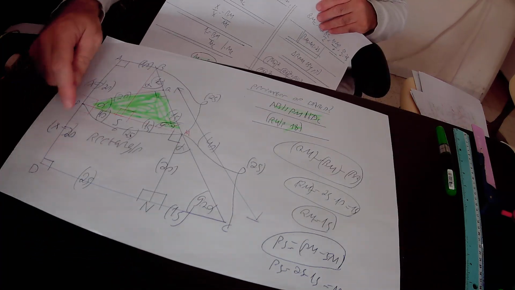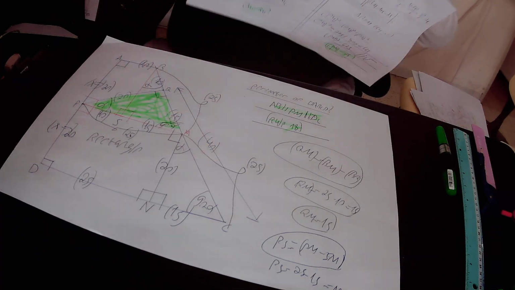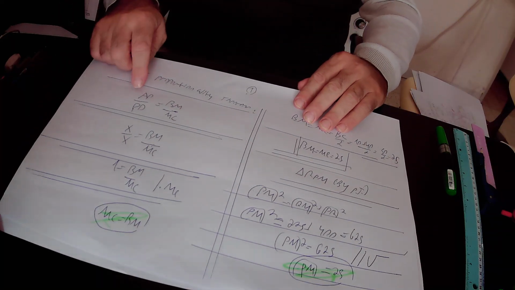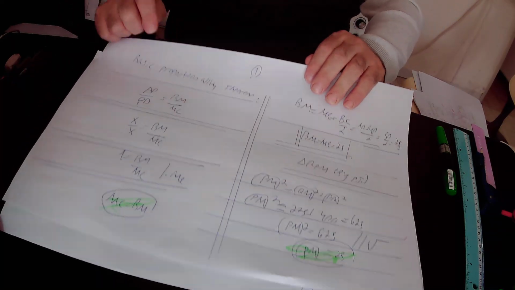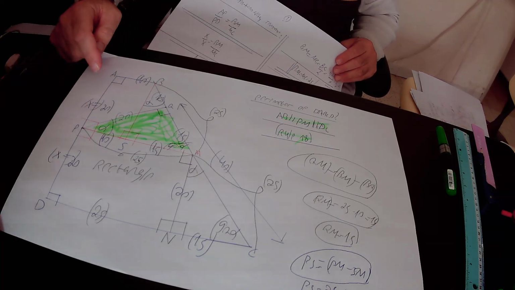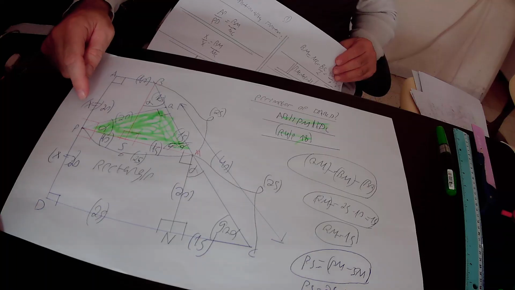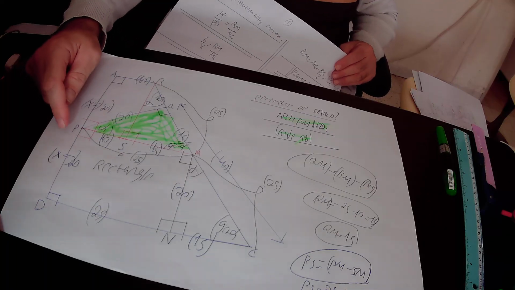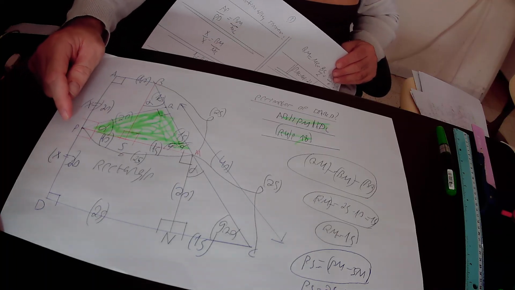AP over PD equals BM over MC. It is given in the question that AP equals PD. So if we define the length of AP as X, then PD must also equal X, because they are equal to each other according to what is given in the question.